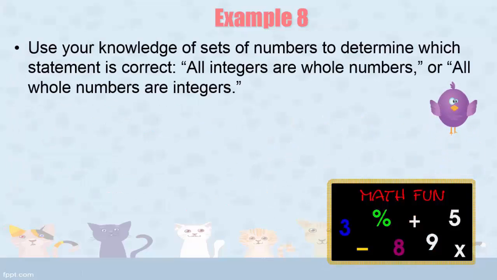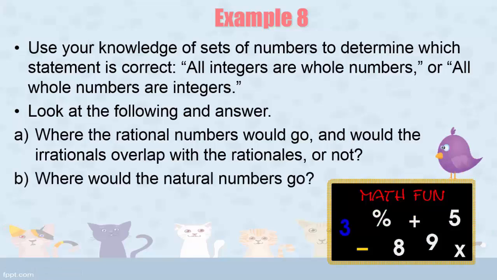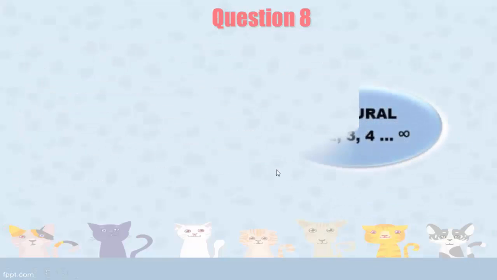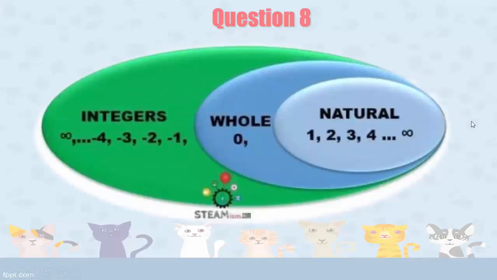Now, in this case, we're going to use our knowledge of sets of numbers to determine which statement is correct. All integers are whole numbers, or all whole numbers are integers. Let's look at the following: where the rational numbers would go and where the irrational, and would the irrational numbers overlap the rationals or not? And then, of course, where would the natural numbers go? Well, we kind of saw something like this earlier, and it turns out that the irrational numbers do not overlap. But the natural numbers are the most inner, and then if we add 0, we get the whole numbers. And then if we add on the negative numbers, we get the integers. And we saw that earlier.